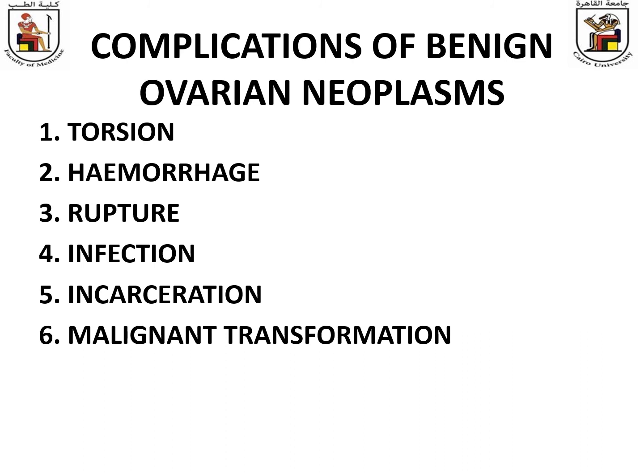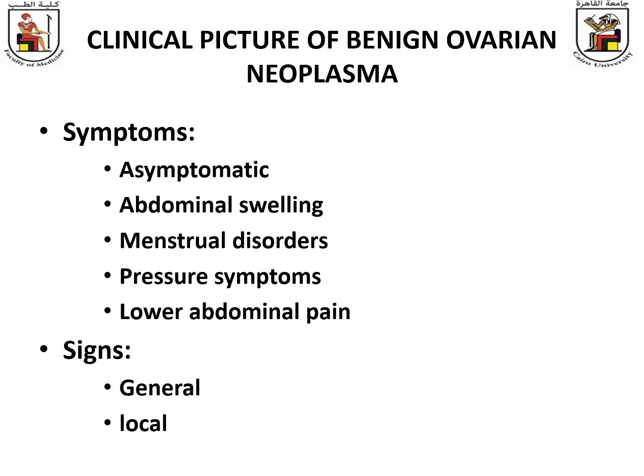So what complications can happen to benign ovarian neoplasm? They may undergo torsion or hemorrhage, rupture or infection, incarceration, or malignant transformation. The clinical picture will depend upon whether the cyst is complicated or not. The majority of cases are asymptomatic. If they are very large, the patient may complain of abdominal swelling, such as in cases of mucinous cystadenomas.